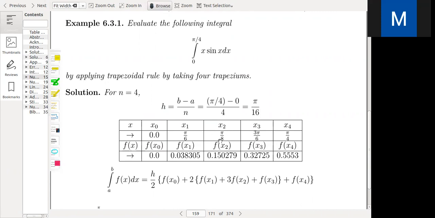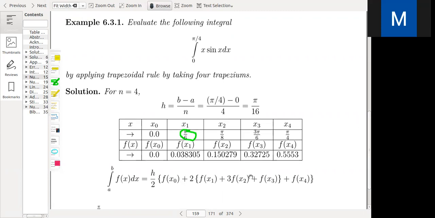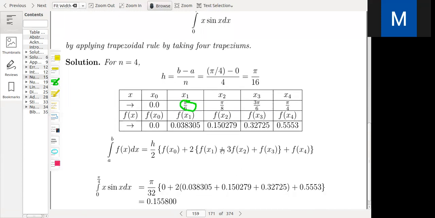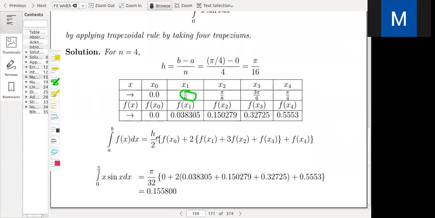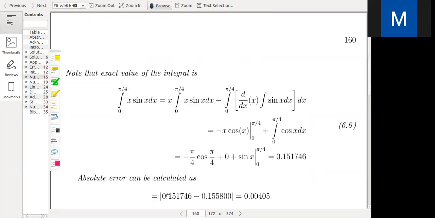Then we add pi by 16 to pi by 8, so we have this value, and finally we will have pi by 4. The corresponding values of the function we can write as f of x0, f of x1, f of x2. So after calculating these values, we need to substitute them in the formula and we will have the answer.